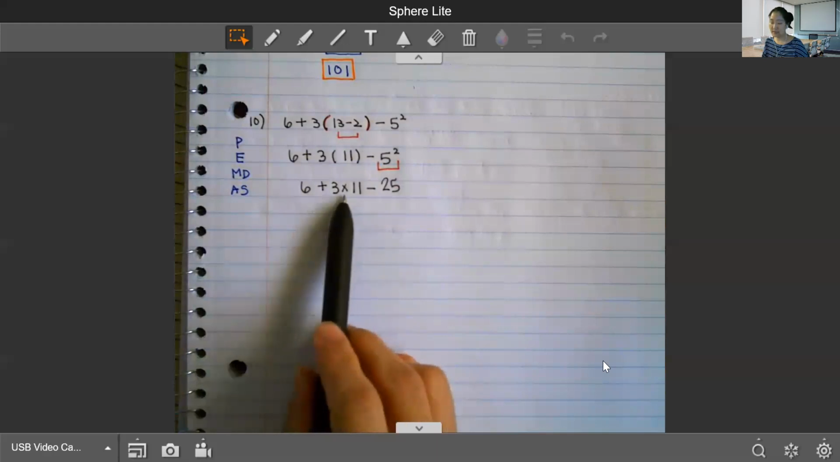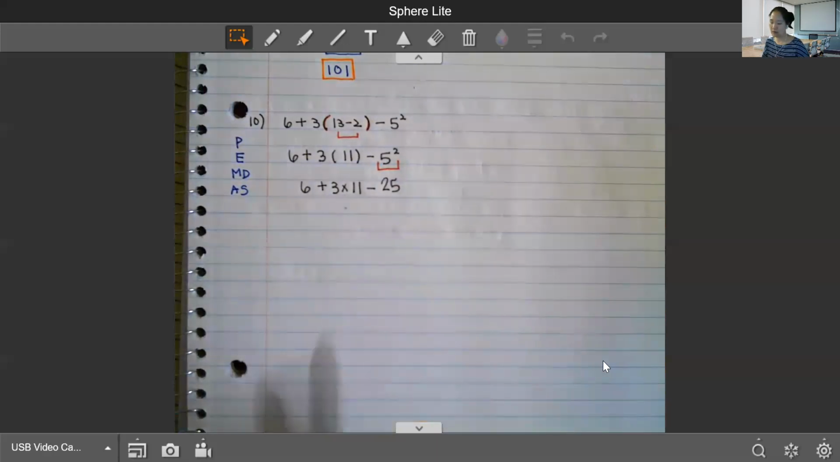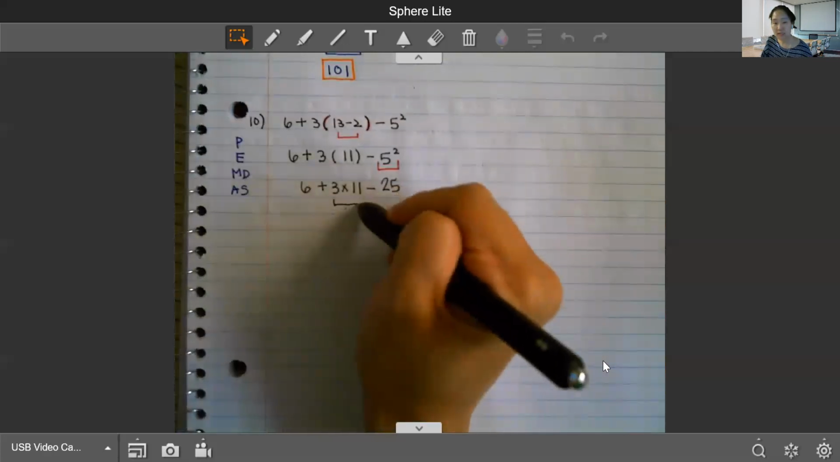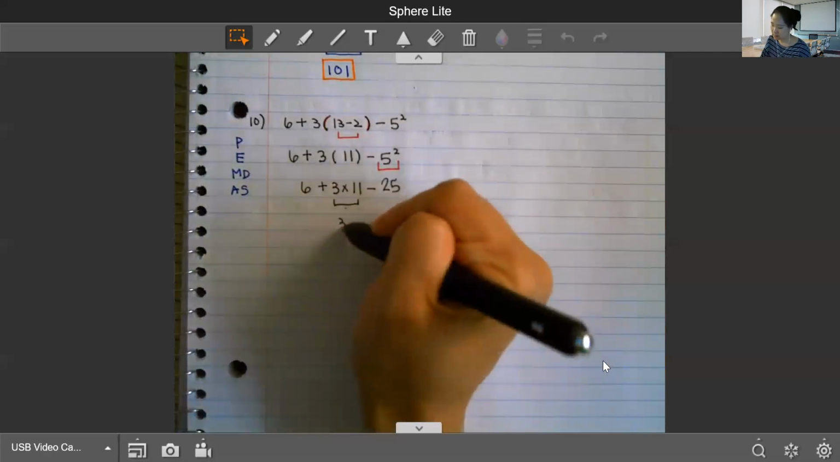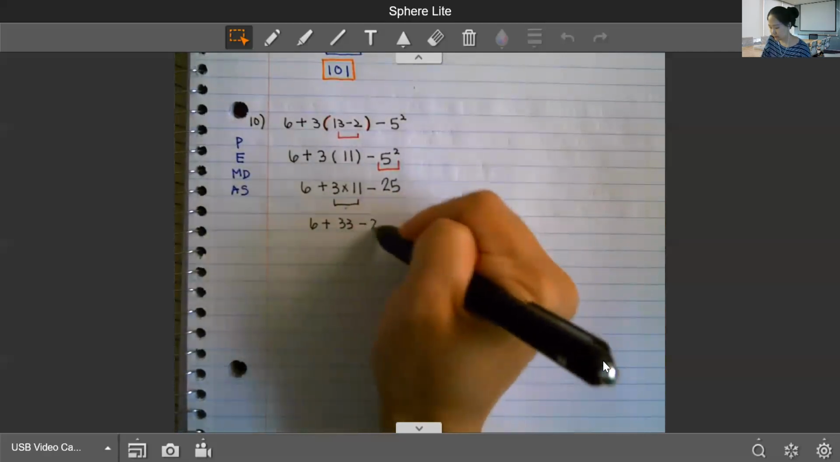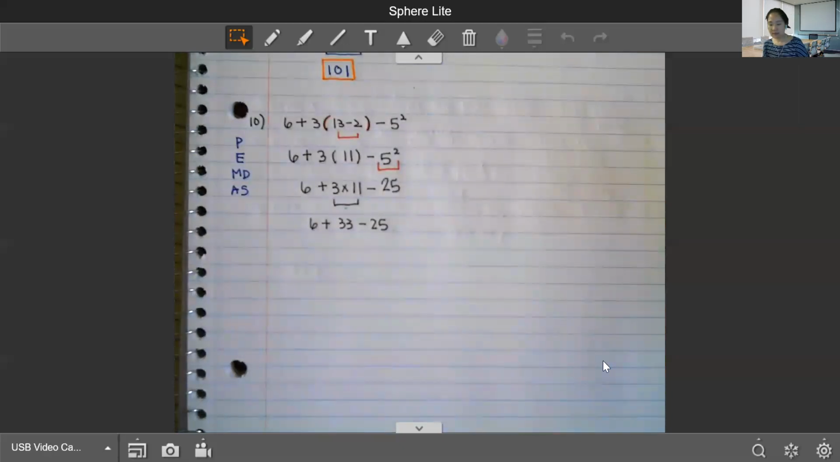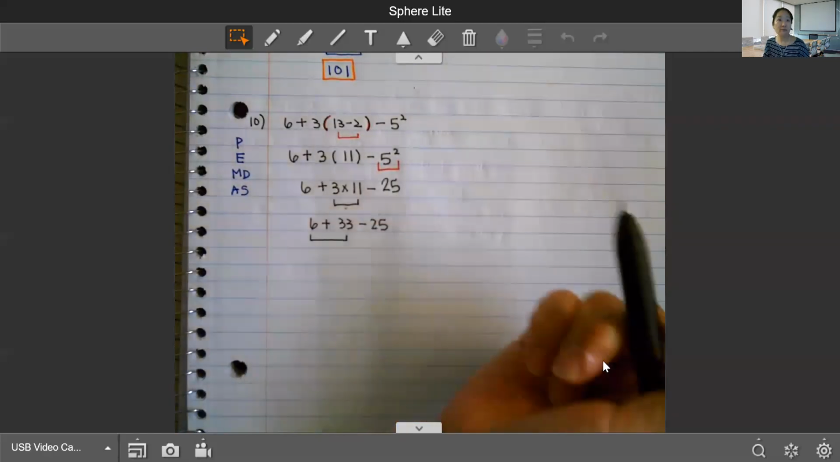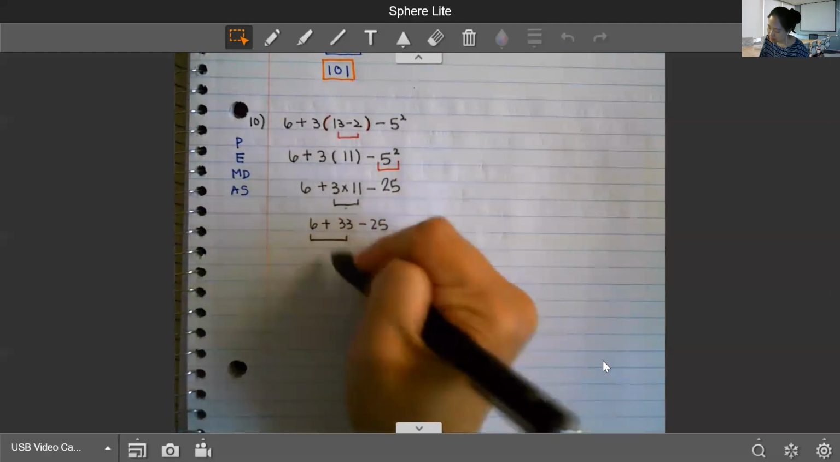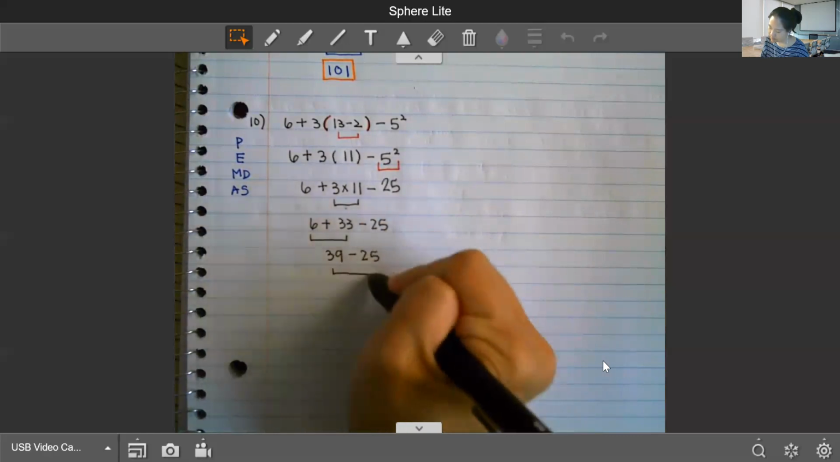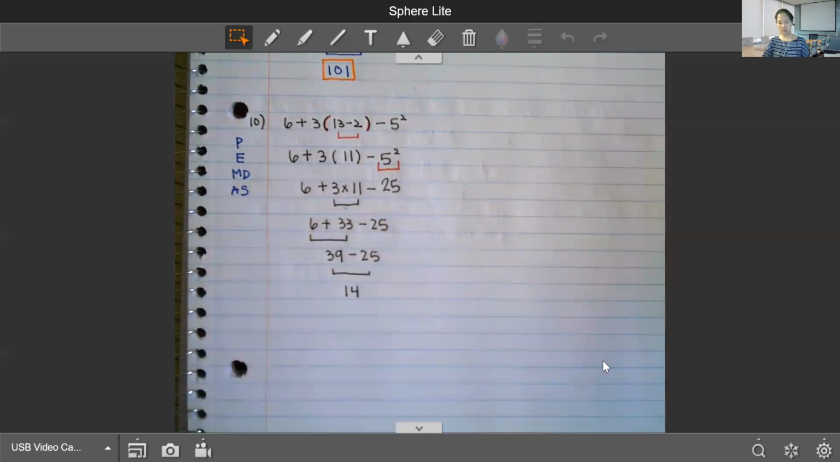Add, multiply, divide. What do you do next? Well, according to my order of operations, PEMDAS, I multiply before I add or subtract. So 3 times 11 is 33. 6 plus 33 minus 25. Adding and subtracting from left to right. So you need to add first because adding comes first. 6 plus 33 is 39 minus 25. And your final answer is 14.